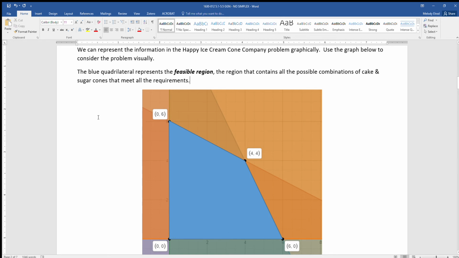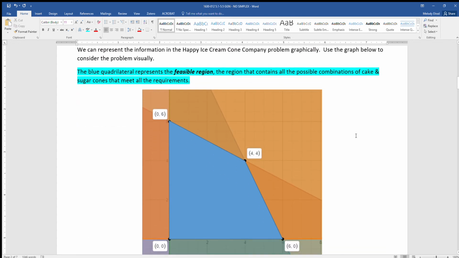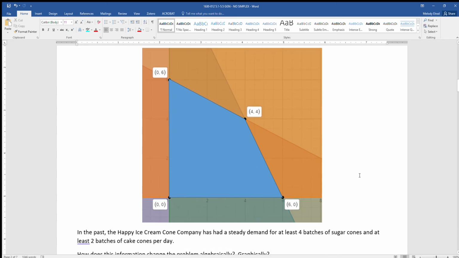So there it is. Let's see if we can highlight this blue. That's not what I meant to do. Oh, that's close enough, right? We'll use that blue. That's fine. So there we go. So that's the feasible region. So what that means is all of these points in here that are in this blue quadrilateral, those are the ones that are possible.